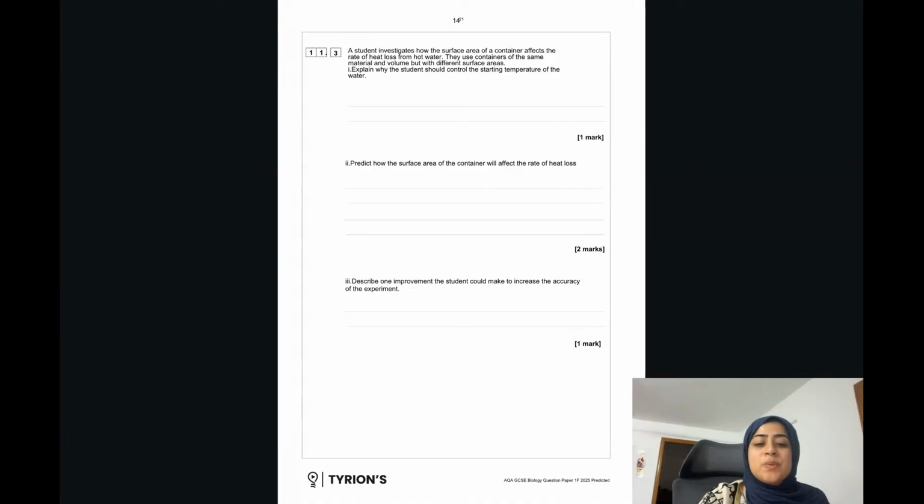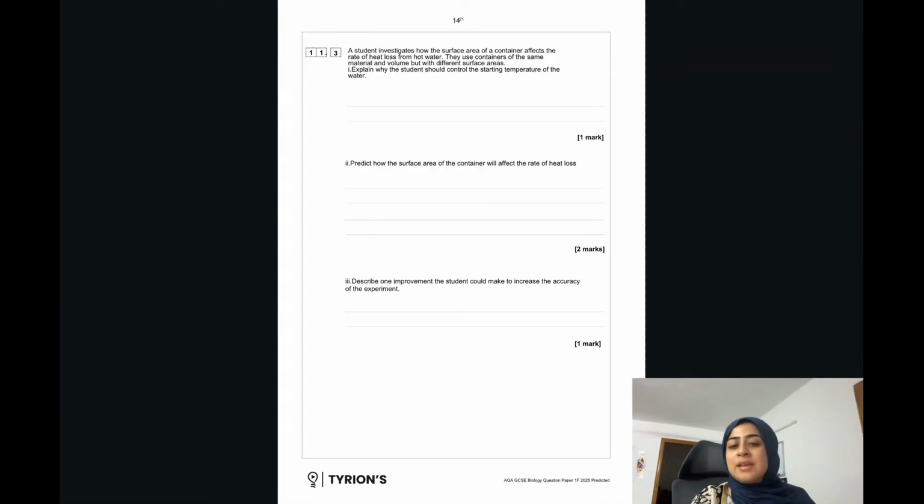So here again, you need to understand conduction, convection, radiation. So this would just ensure that heat loss is being measured due to the surface area of the container; the starting temperature should be the same for each of the trials. And then secondly, predict how the surface area will affect the rate of heat loss. So if you increase the surface area, that will increase the rate of heat loss because there's more surface from which heat can escape from.